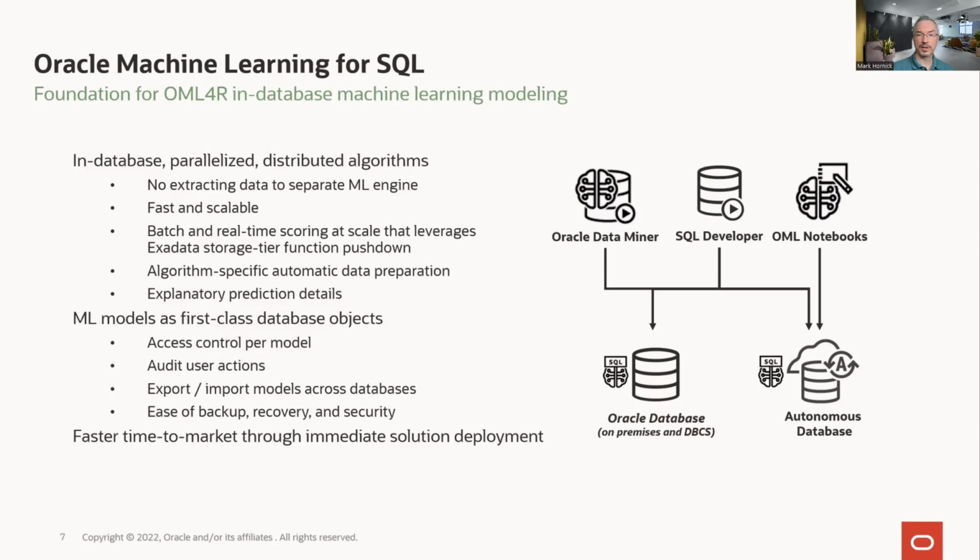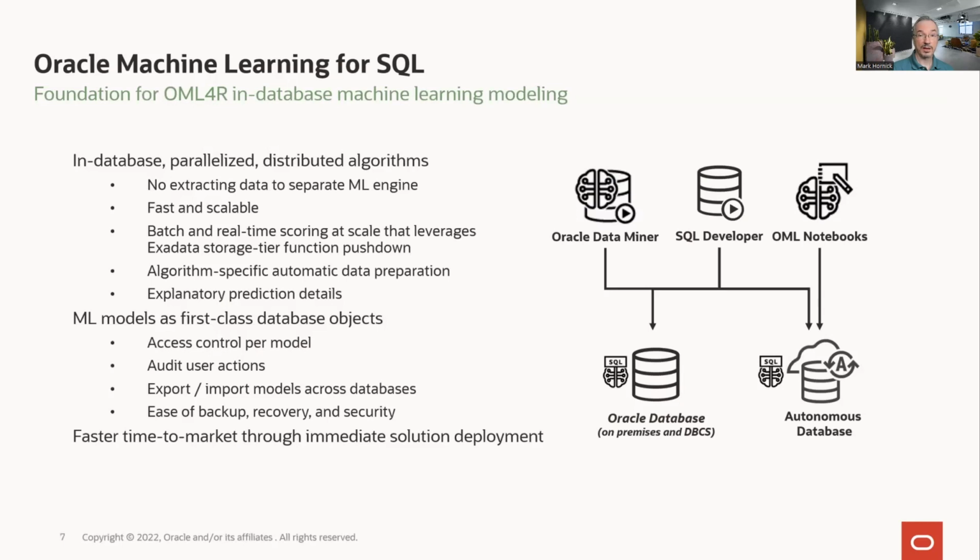So let's take a closer look at OML for SQL, the SQL interface for in-database machine learning that provides the foundation for in-database algorithms exposed in OML for R. The in-database parallelized algorithms keep data under database control, as we've said. There's no need to extract data into separate machine learning engines, which can be time-consuming and introduces issues of data security, backup recovery, and even up-to-date data. The algorithms are fast and scalable, enable batch and real-time scoring, and provide explanatory prediction details, so you can understand why an individual prediction is made.